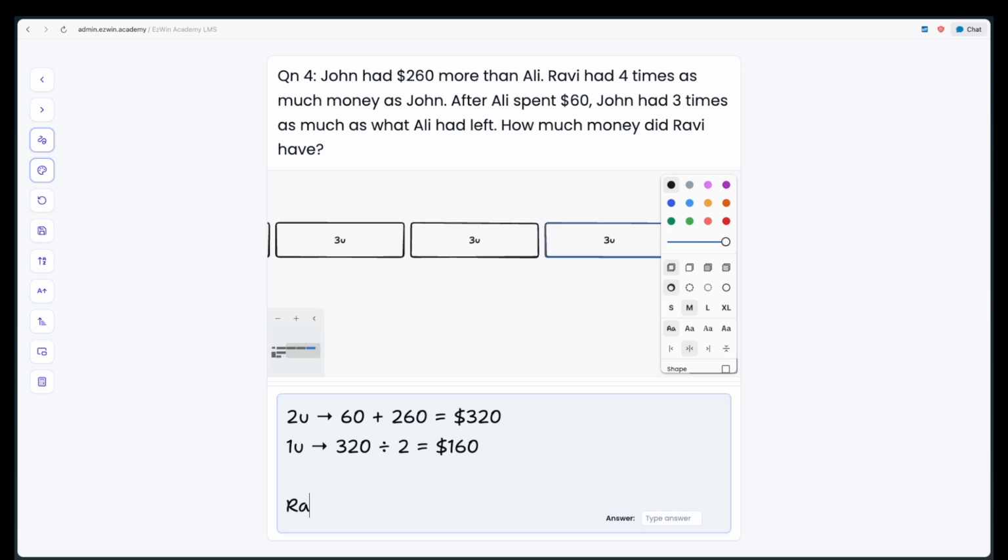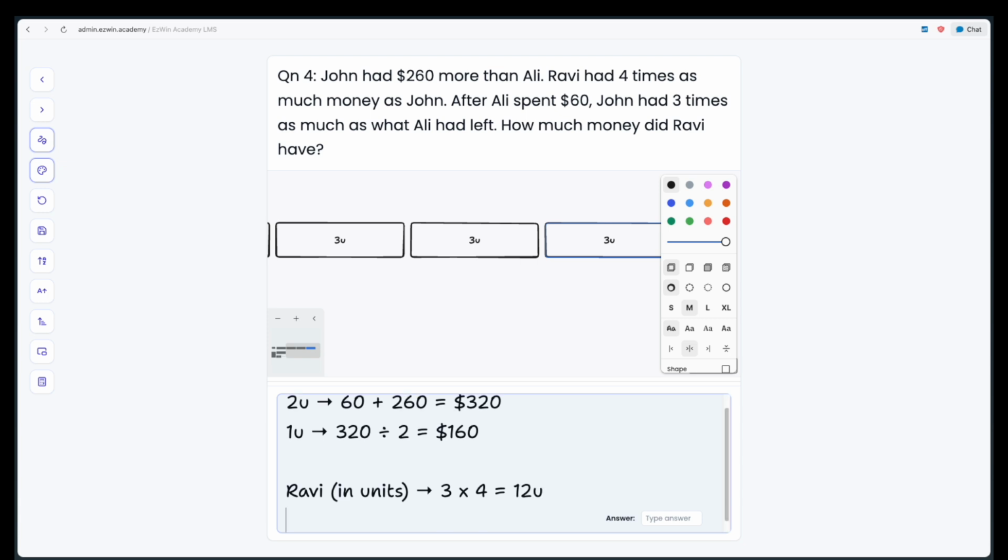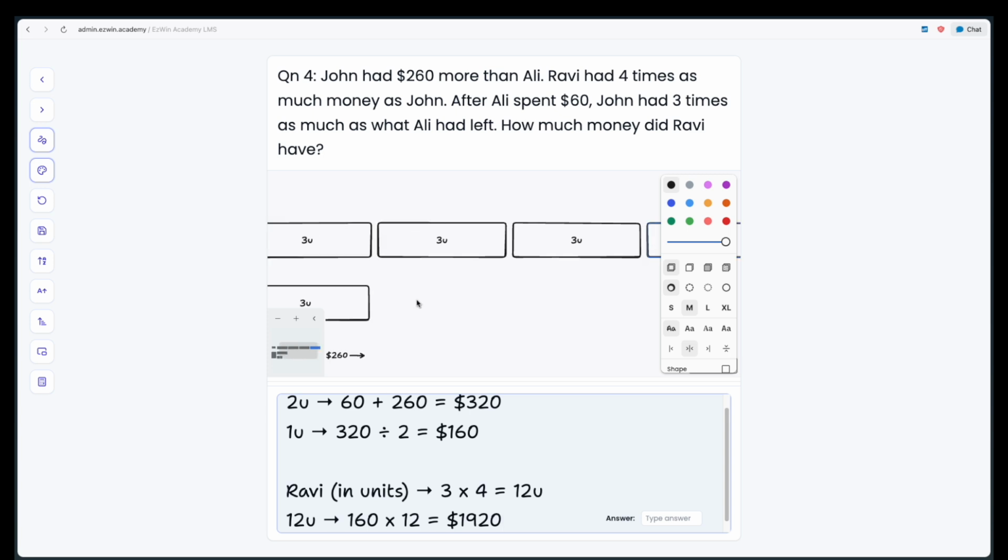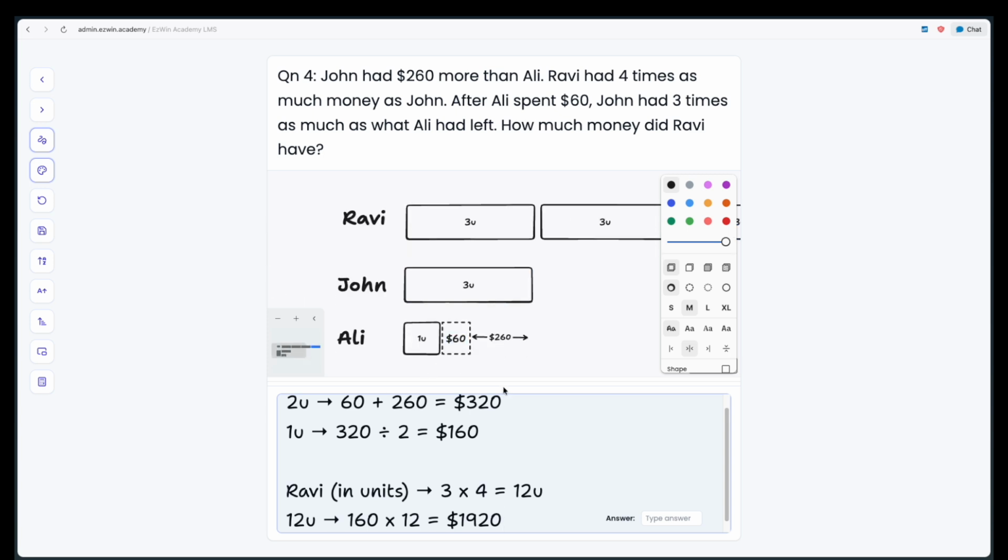So Ravi in units is equal to 3 times 4, which is 12 units. So 12 units is equal to 160 times 12, and this will give us $1,920. So the answer to this question is $1,920. Right, let's move on to the next question.